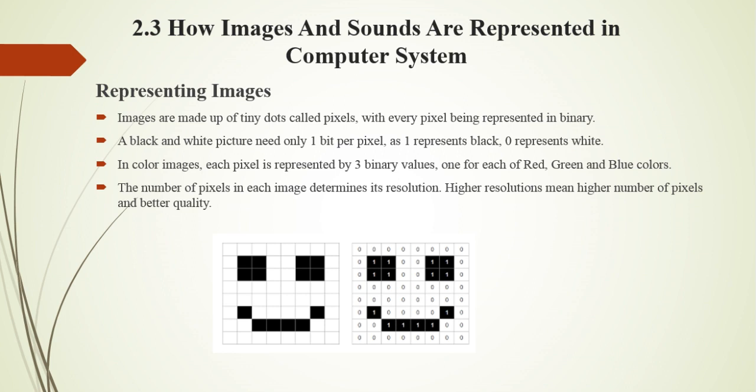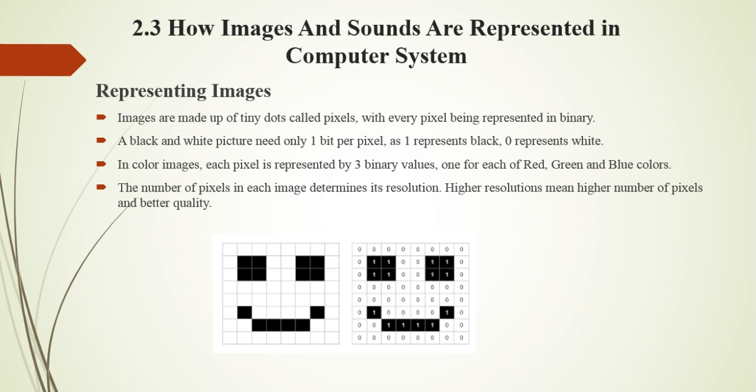If the metadata for the image to be created is 10 by 10, this means the picture will be 10 pixels across and 10 pixels down. In color images, each pixel is represented by three binary values, one for each of red, green and blue colors. The number of pixels in each image determines its resolution. Higher resolutions mean a higher number of pixels and better quality.